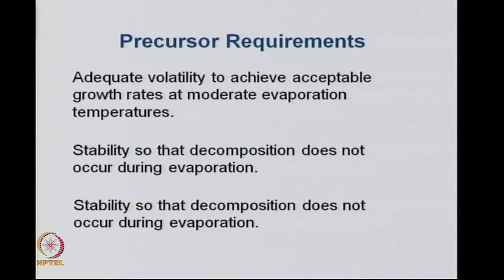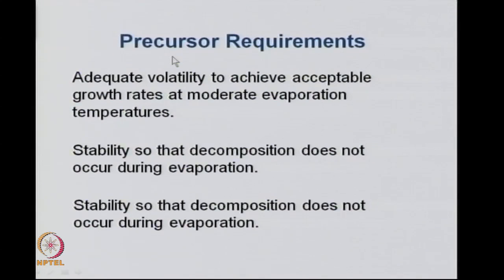Now, we saw that there are a lot of precursors which are used, which are either gaseous molecules or they are gases which are pressurized into liquids, and then gas molecules come out of them and can be controlled before they are sent to the reaction chamber. One of the important requirements for this precursor, which is either the pressurized gas as a liquid or just the gas, is that there should be sufficient volatility to achieve acceptable growth rates at moderate evaporation temperatures.